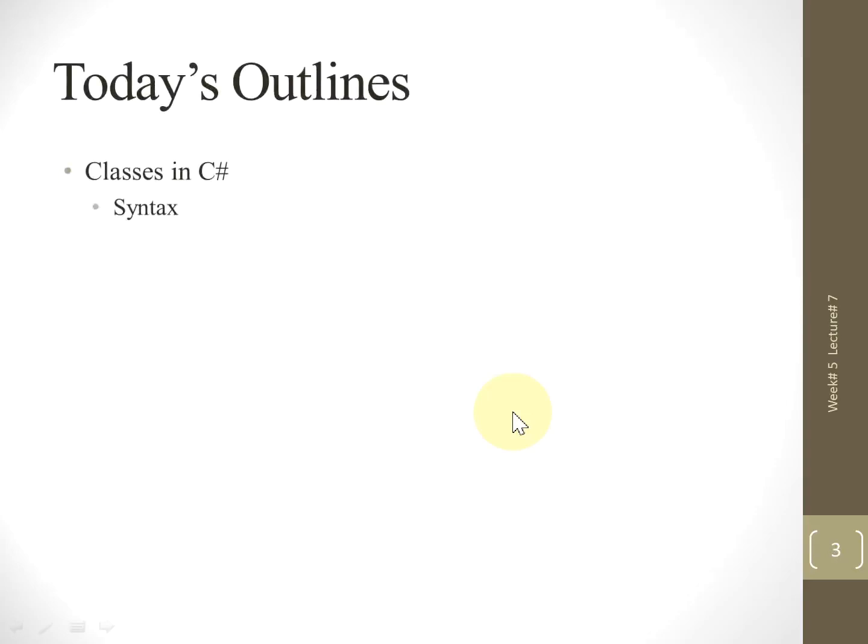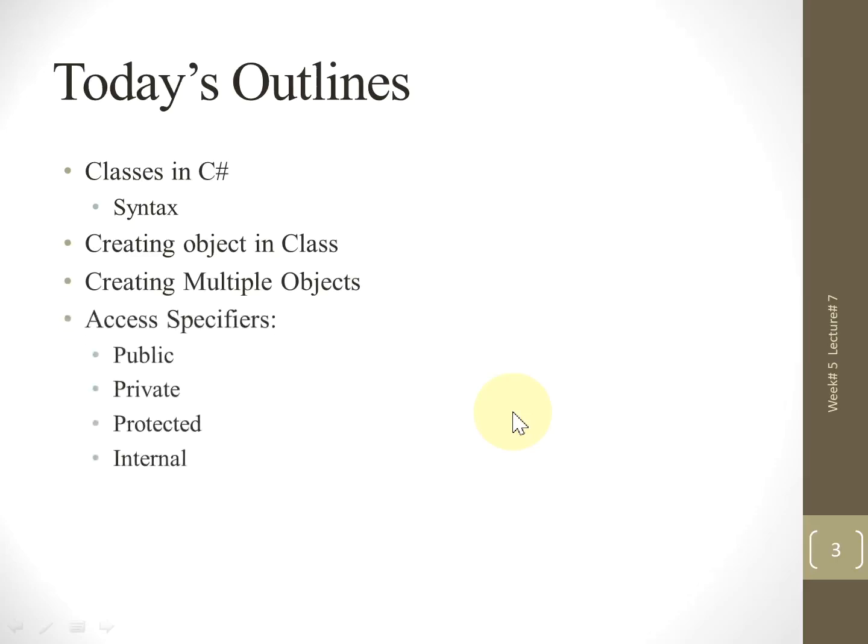First, what is a class, and then what is the syntax of the class. Next, how to create an object within the C#.NET framework. Then how to create multiple objects. What are the access specifiers, and how to access and call these class members, that is data members and member functions. So let's start today's topic.